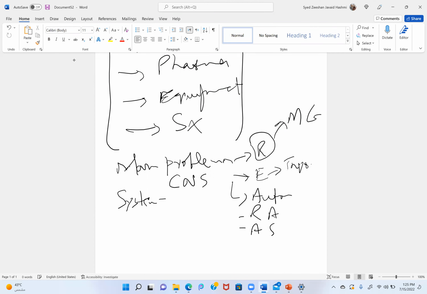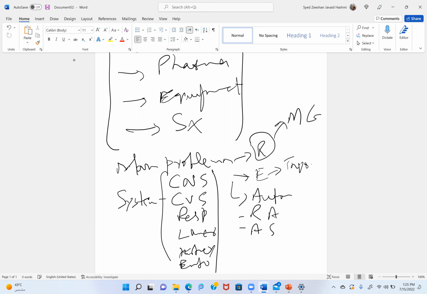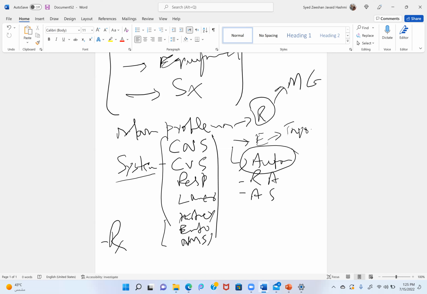So CNS, CVS, respiration, liver, kidney, okay, endocrine system, and so on. You can make your own list, and you will see maybe in some disease the effect is more on one system. For example, in myasthenia gravis the effect is on the neuromuscular system, okay. But because it's an autoimmune disease, myasthenia gravis has multisystemic effects, okay. And then some effects will be because of the treatment the patient is taking. So the systemic effects are also because of the treatment, as there are some medications the patient will be taking.